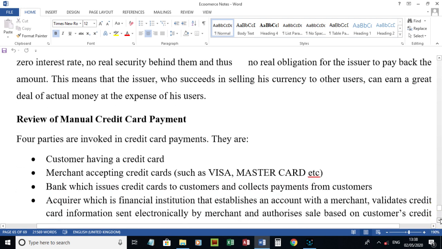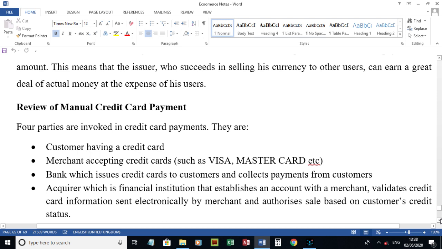Review of manual credit card. Four parties are involved in credit card payment. They are the customer having a credit card, the merchant bank accepting the card such as Visa and MasterCard, and then Momo, Vodafone money, Airtel, Tigo money. These are the merchants accepting the mode of payment. In fact, commercial banks don't actually accept Momo, but this time they are integrated. The other party is the bank which issues credit cards to customers and collects payment from customers into your bank.